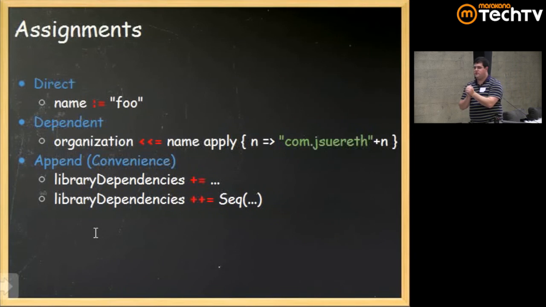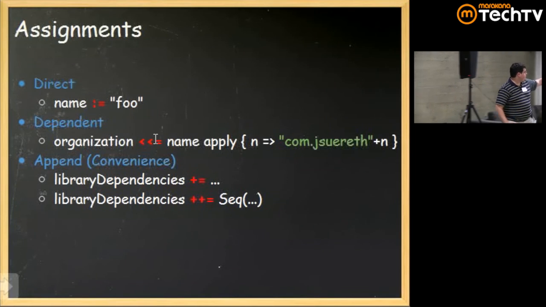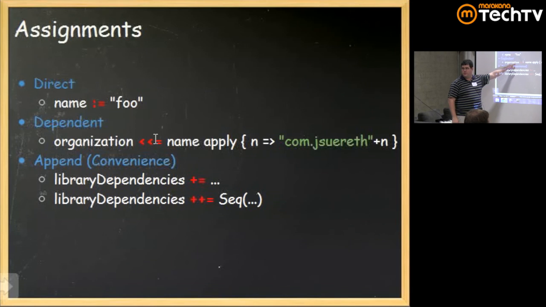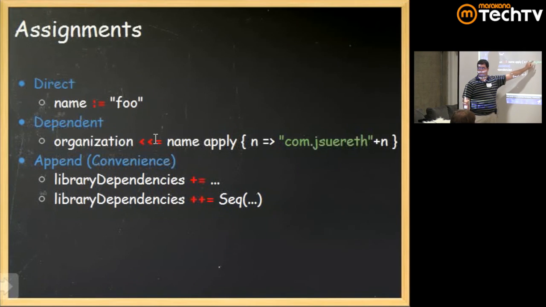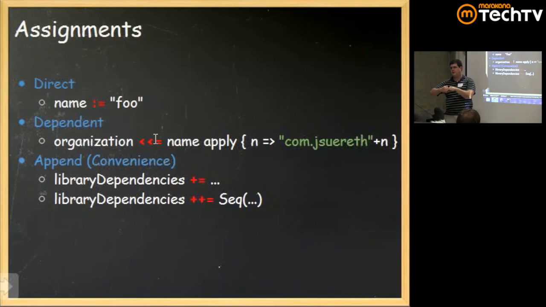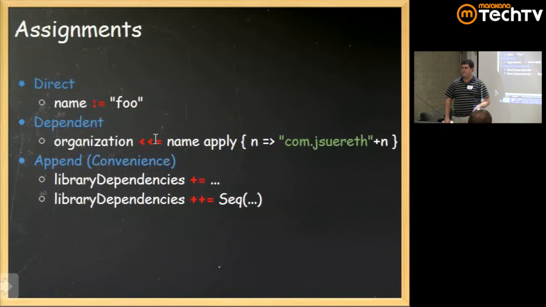I can have a dependent setting. This little dash equal or less than equals operator is a dependent setting. So what this says is set organization to a value where you take the current value of name and run this code, this function against the value that was in name. So I'm taking the existing name and I'm adding com.jsuereth and then the name right after that. So it'd be com.jsuereth something. And that's what my organization should be, right? So one thing you notice is that organization is dependent on the value in name.